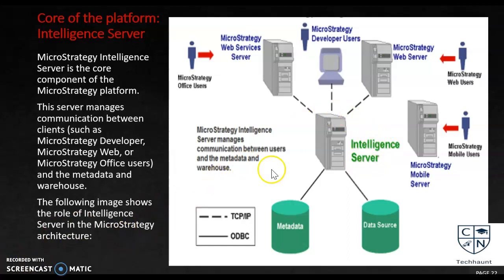Okay, the intelligence server also houses the MSTR engine, which consists of three primary components, each with its own unique functionality.